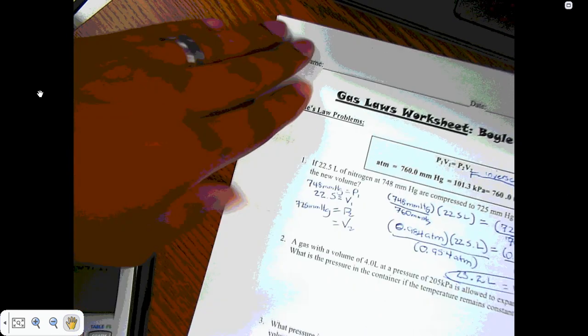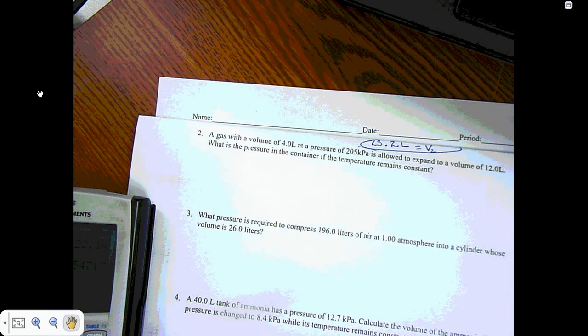Let's go ahead and look at number 2 here. I'm going to fold my paper to make some room. Oh, folding it too much there. Alright, so for question number 2, we're still dealing with Boyle's law. And this question states, a gas with a volume of 4 liters at a pressure of 205 kilopascals is allowed to expand to a volume of 12 liters. What is the pressure in the container if the temperature remains constant?